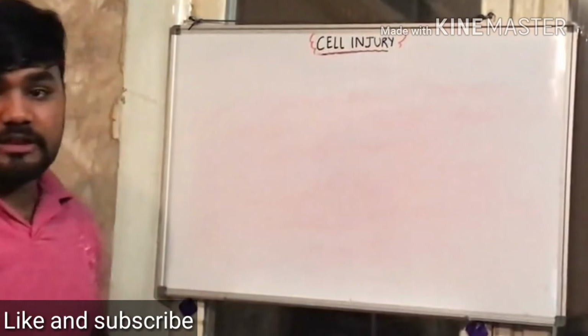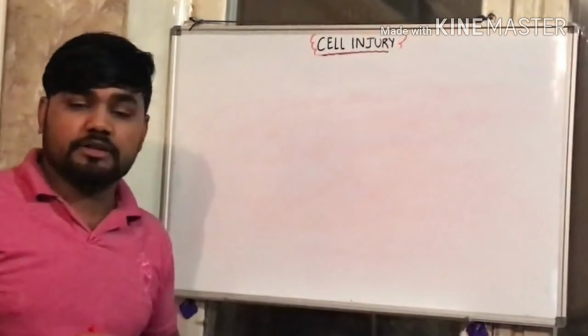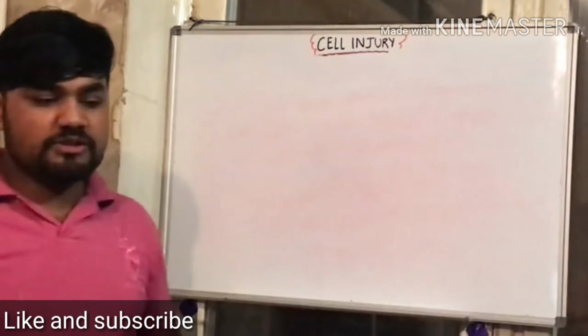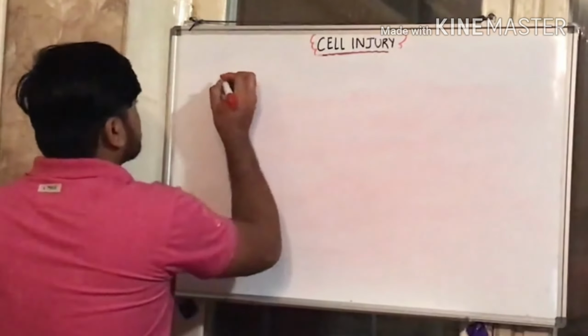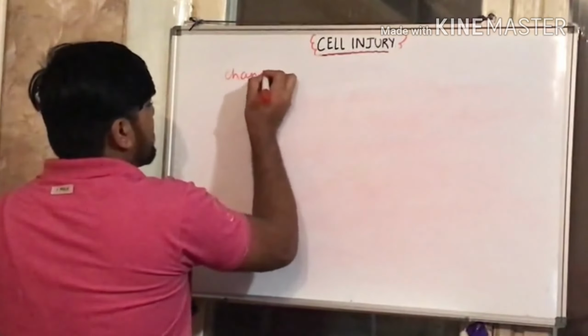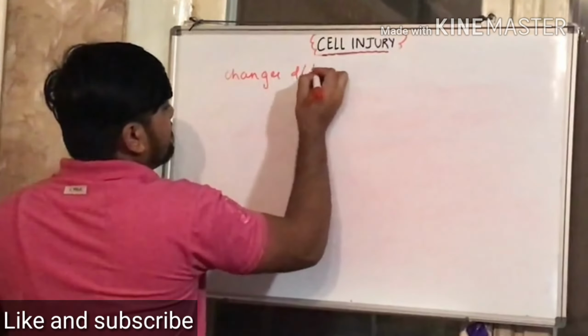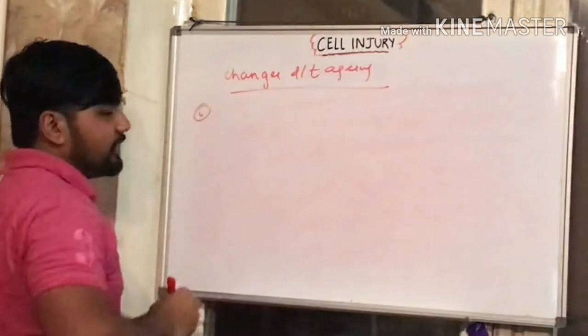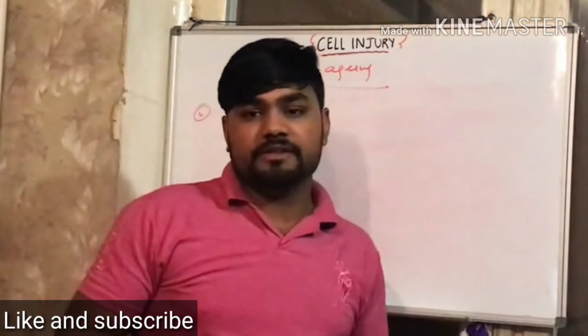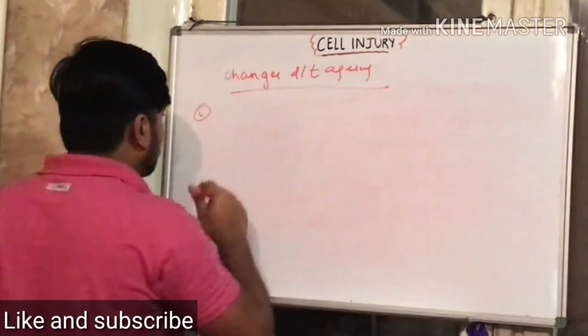Now we will see what the changes during aging are. Okay, these are changes you must be familiar with. So what are the changes due to aging? Okay, we will write one by one and I will explain each and every change. First one is hardening of blood vessels.